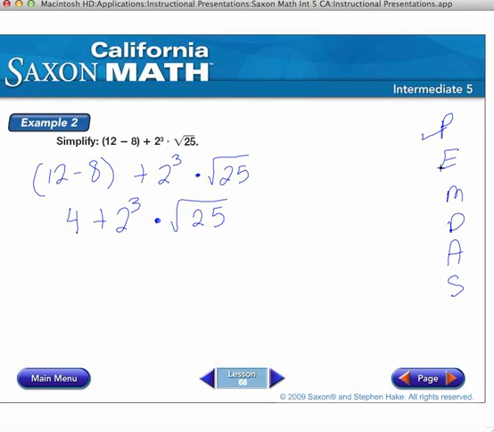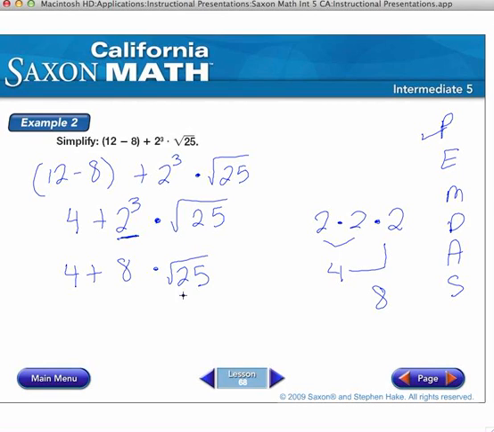Then I'm going to go to my exponents. Both 2 cubed and the square root of 25 count as exponents, but I'm only going to do one at a time. So I'm going to start with 2 cubed because I work left to right. So 2 cubed is 2 times 2 times 2. 2 times 2 is 4, times 2 is 8. So 4 plus 8 times the square root of 25.